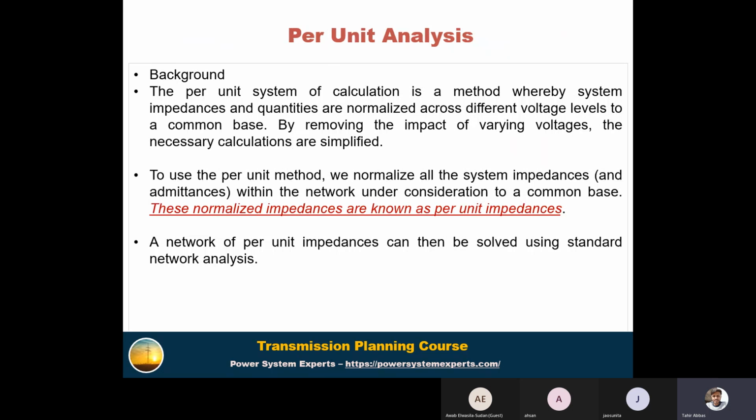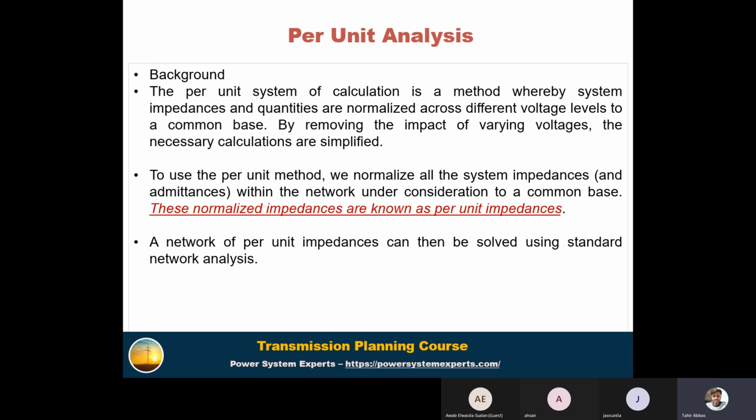Okay, the next topic is per unit analysis. The per unit analysis background is that the per unit system is basically where the different impedances and different quantities are normalized on a common base. Why do we do all these things on a common base? Basically, the calculations are simplified, because when we are doing analysis on non-linear algebraic equations, it will be difficult for an engineer to calculate all these things and do different iterations in actual units. So we convert all these quantities into per unit quantities.